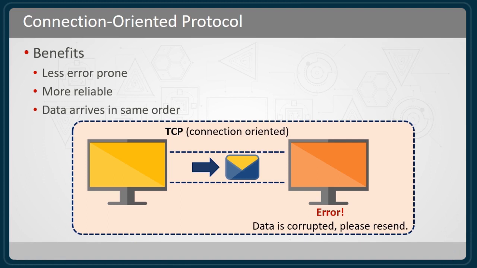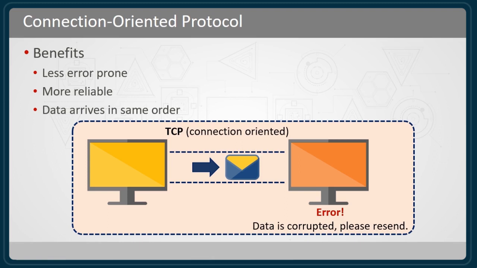So again, the TCP protocol, which is connection-oriented, in essence provides these benefits. It can inform the sender if there is an error. It can say, that data is corrupted, please resend. It will be resent. And if anything is out of order, it will ultimately be reassembled in the correct order.